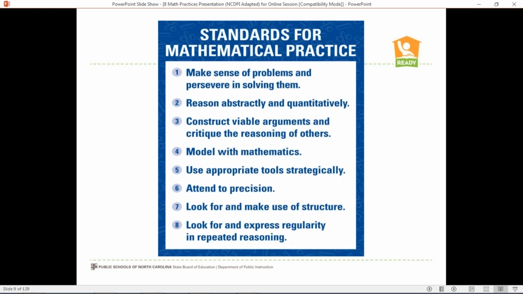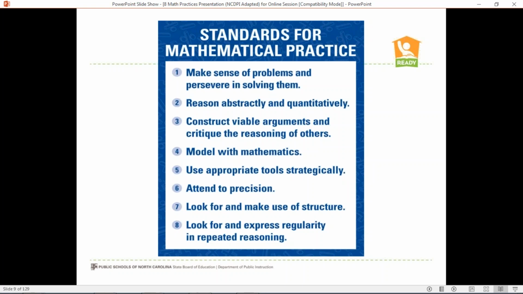But so we're going to work through all 8 of these: making sense of problems and persevering in solving them, reasoning abstractly and quantitatively, constructing viable arguments and critiquing the reasoning of others, being able to model with math, being able to use appropriate tools strategically, attending to precision, looking for and making use of structure, and then finally looking for and expressing regularity in repeated reasoning.